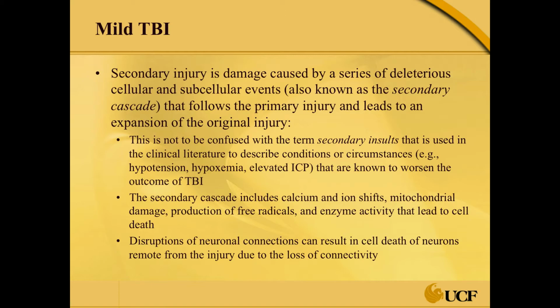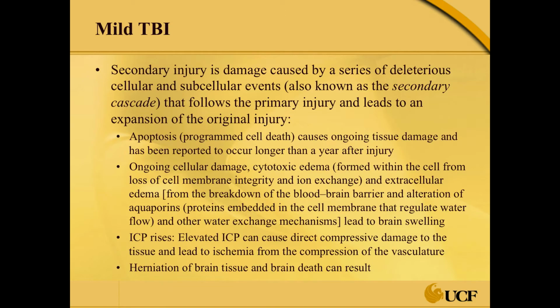So things like calcium and ion shifting, mitochondrial damage, production of free radicals, and enzymatic activity all lead to apoptosis. Disruption of neuronal connections can result in cell death of neurons remote from the injury due to loss of connectivity. So remember that secondary cascade is a chemical injury that follows the original or initial injury. So apoptosis causes ongoing tissue damage and has been reported to occur longer than a year after a TBI.